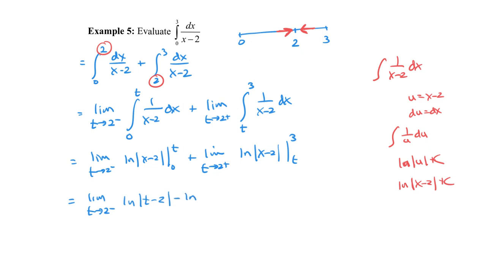So I take the 0, plug it in here, and I get the absolute value of 0 minus 2, the absolute value of negative 2, right? 0 minus 2 is negative 2, and the absolute value of negative 2 is just 2. So this is the natural log of 2. Plus the limit as t approaches 2 from the right of the natural log of 1, right? Because I plug in the 3, get 3 minus 2, which is 1. Then minus the natural log of t minus 2.